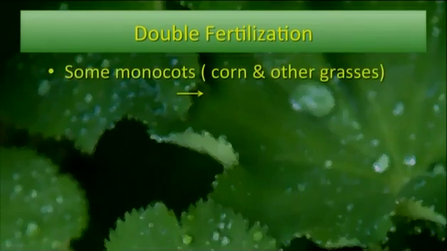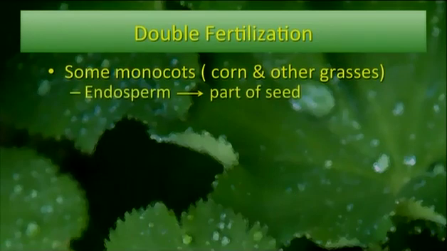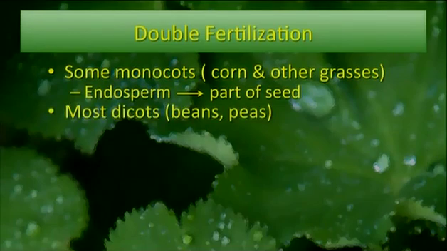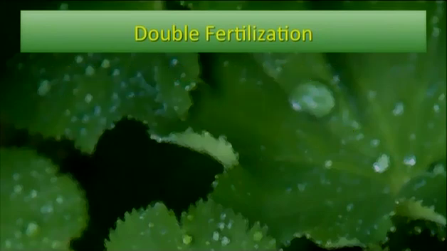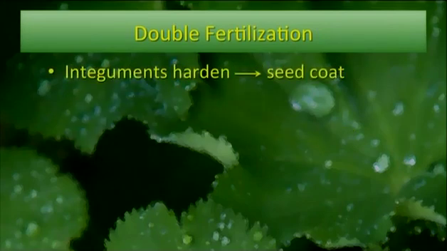In some monocots, such as corn and other grasses, the endosperm becomes part of the seed. But in most dicots, such as beans and peas, the endosperm is eventually absorbed by the cotyledons. Remember cotyledons, or seed leaves, with monocots having one cotyledon and dicots having two cotyledons? That was a long time ago. Now the integuments harden and become a seed coat.